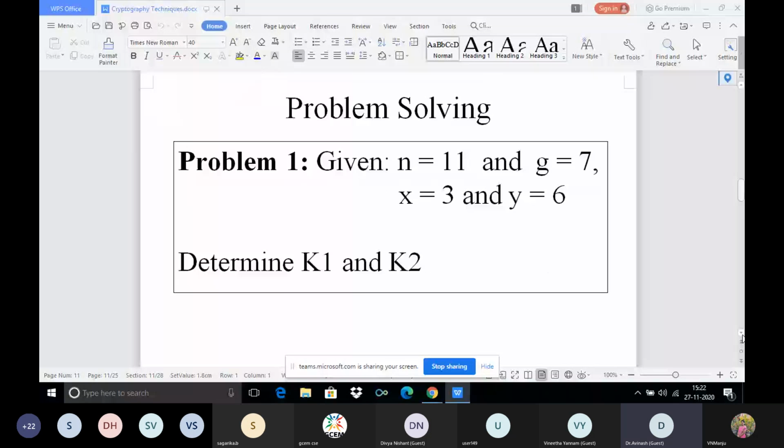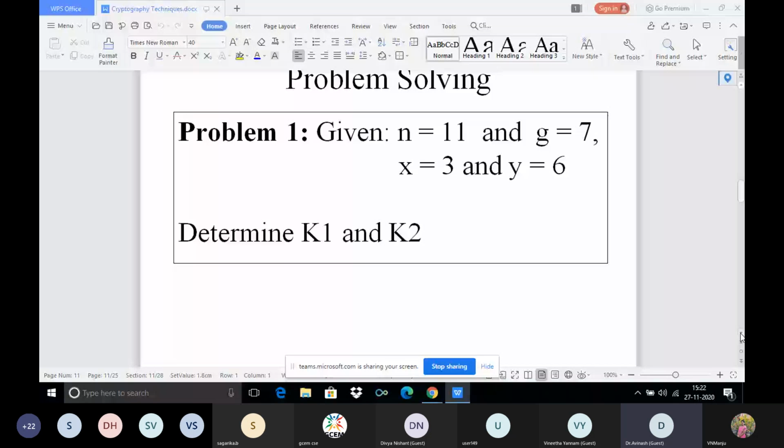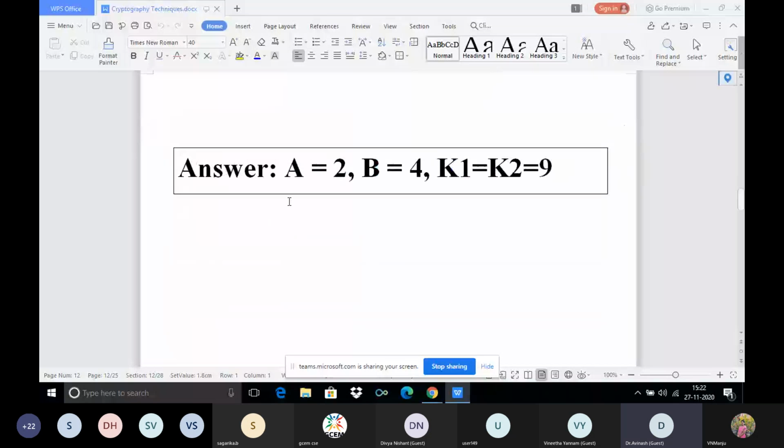Let us take an example where there are two numbers, n and g. n is 11, g is 7, x is 3 and y is 6. So how do we determine K1 and K2? You can compute it at your end. That is how we have obtained these particular values: A is equal to 2, B is equal to 4, and K1 is equal to K2 is equal to 9. By this function we can apply it.